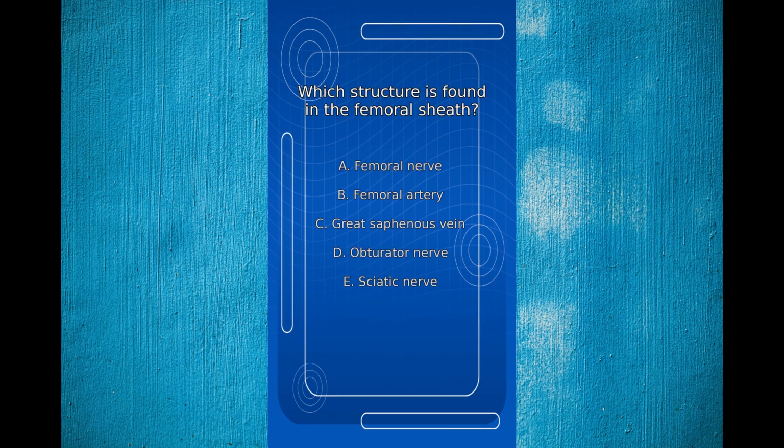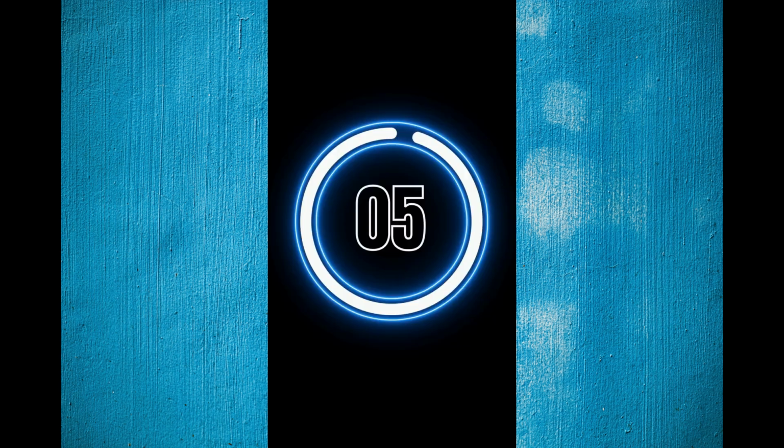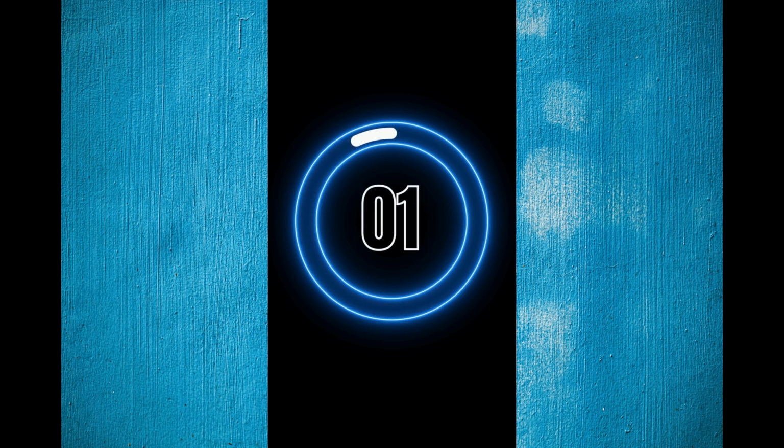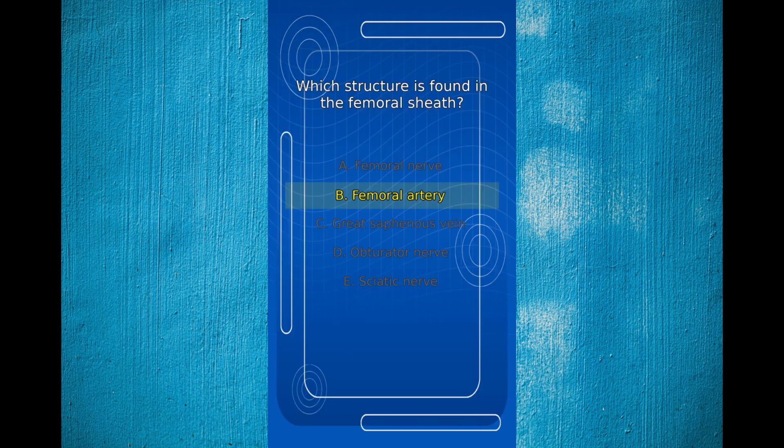Which structure is found in the femoral sheath? The correct answer is B. Femoral artery. The femoral sheath contains the femoral artery, vein, and canal, not the nerve.